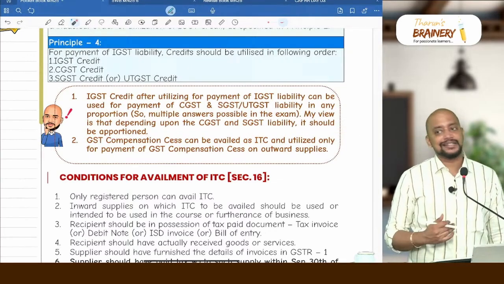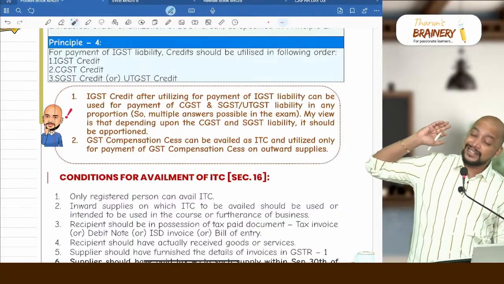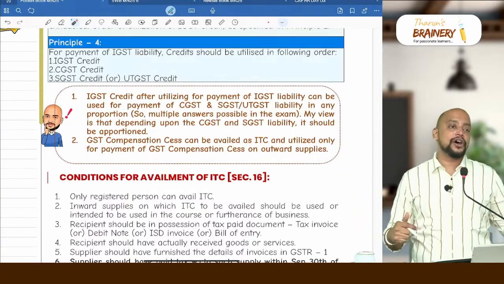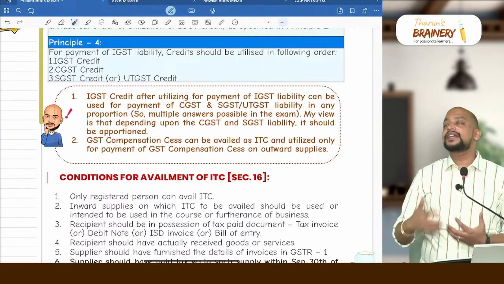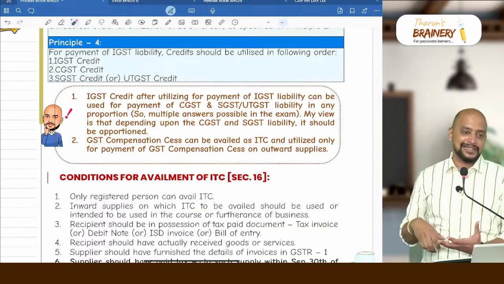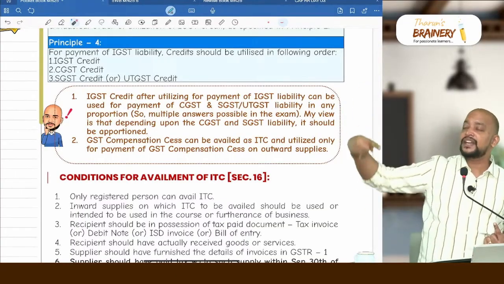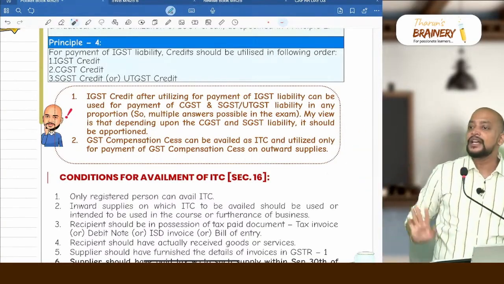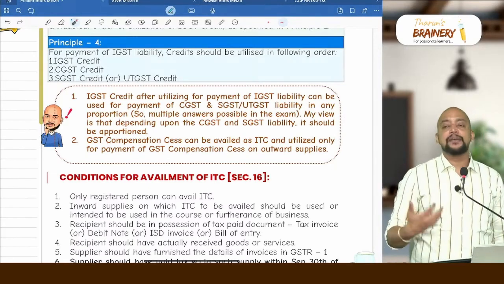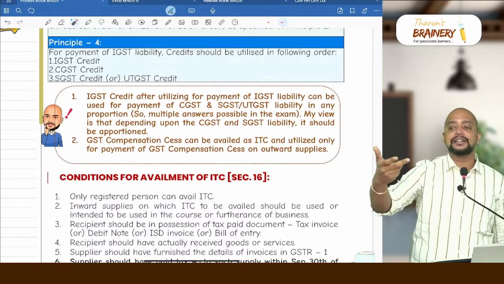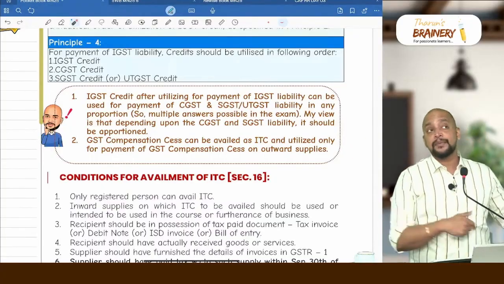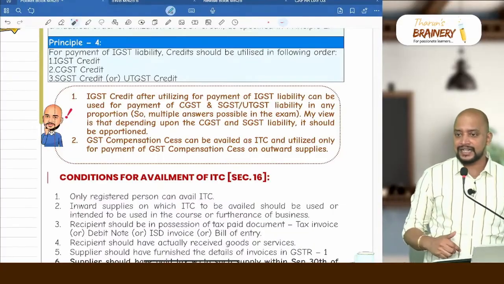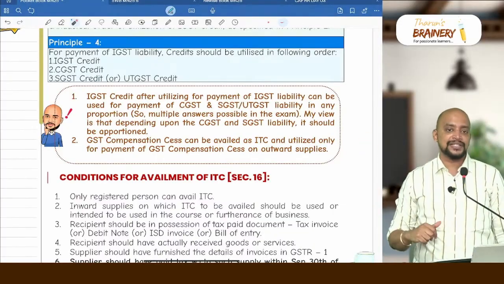GST compensation cess can be utilized for payment of GST compensation cess only. So whenever in your outward supply you have GST compensation cess, then only you can take credit of GST compensation cess on inward supply. In exam they will give some inward supplies with GST compensation cess. Now you need to analyze the outward supplies, whether anywhere in the outward supplies there is GST compensation cess, then only you take the credit of it on inward supply. Is it clear? For example, I am a dealer of cars. When I am selling the car, I will be charging GST compensation cess. When I am purchasing the car from the manufacturer, he will also charge me GST compensation cess. Can I take that as credit? Of course I can, because in my outward supply also GST compensation cess is there.